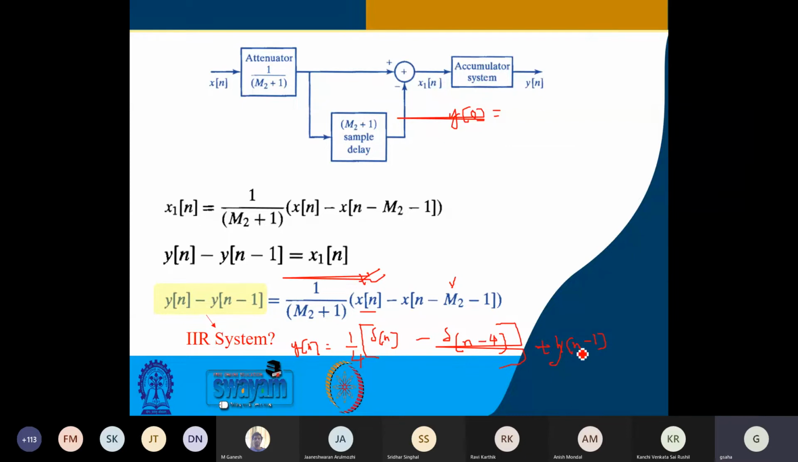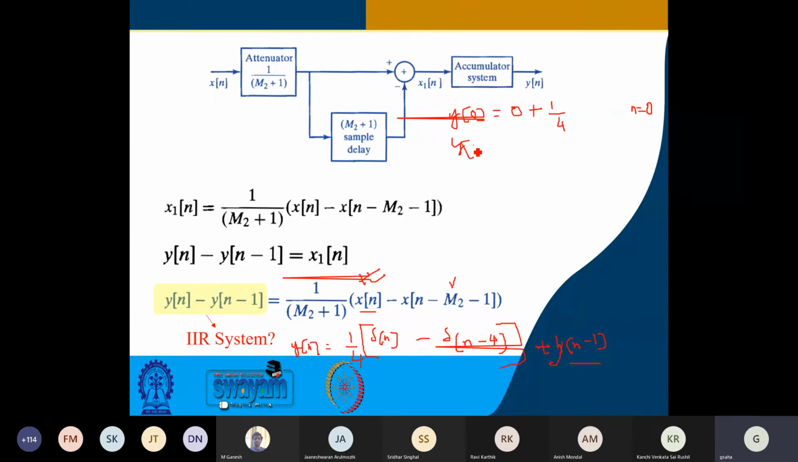yn minus 1 is initially relaxed, so it is 0, right? So this is 0 plus this is yn, so 1 upon 4. Del n will only be contributing for n equal to 0, so we are looking at the n equal to 0 case. And this will be del minus 4. So del minus 4 is 0 only. By definition, del n is 1 for n equal to 0 and 0 elsewhere. So this y0 is 1 upon 4.